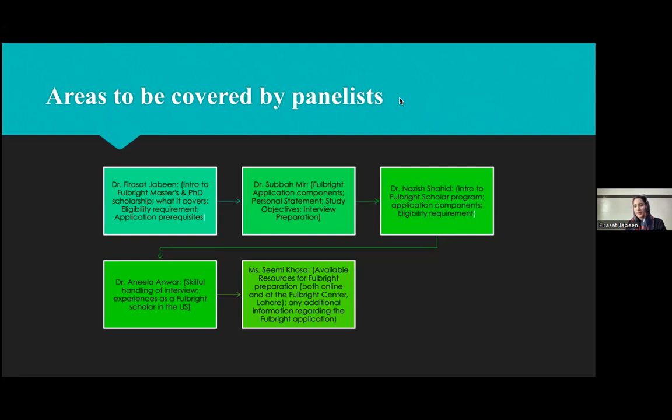And shortly afterwards, Dr. Shahid is going to give us a brief introduction of Fulbright Scholar Program, commonly known as Fulbright Postdoc, and she will talk about application components and eligibility requirement. After her, we'll have Dr. Anwar, who will talk about skillful handling of interview and her experiences as Fulbright Scholar in the US. And then Ms. Simi Khosa, she will talk about available resources for Fulbright preparation, especially in the city of Lahore. And she will also add any information that the panel may have missed.